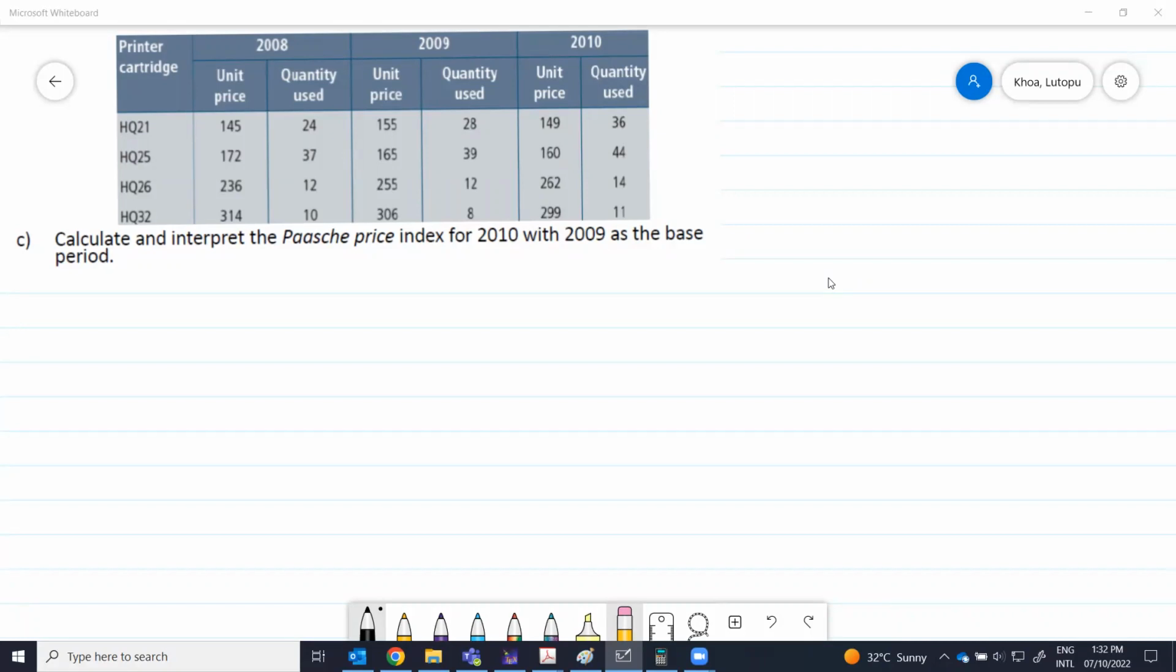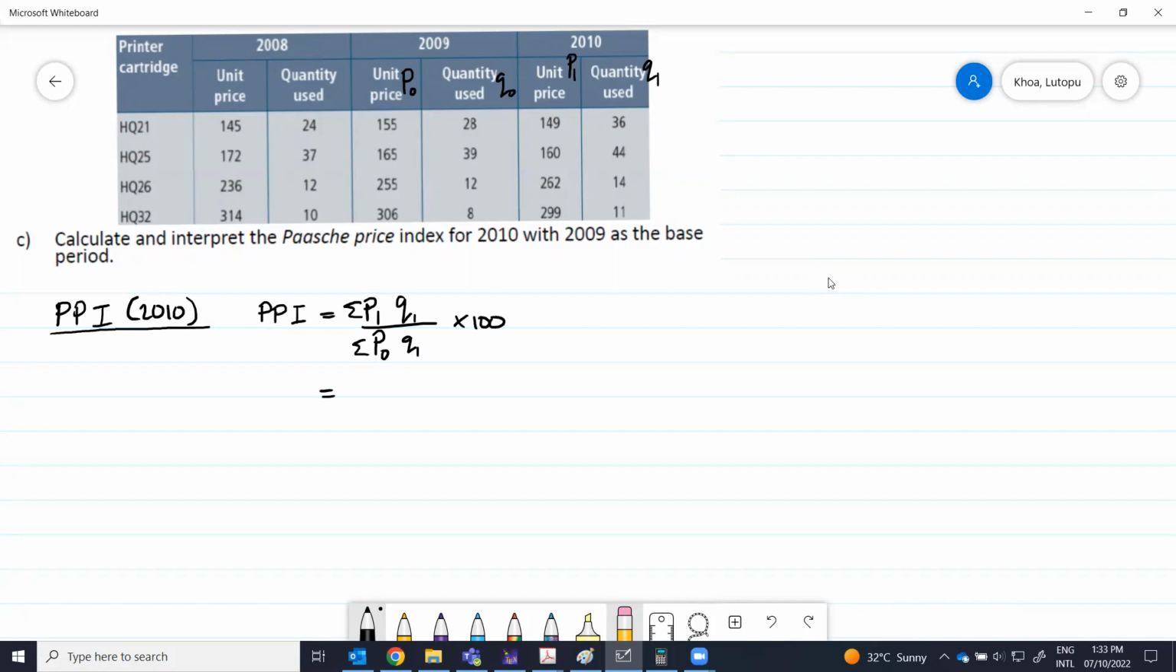Calculate the Paasche price index for 2010. So the Paasche price index for 2010, and this time 2009 is our base year. So this will be our P0, Q0. This is P1, Q1. So for the Paasche, since this is a price index, we have P1 over P0. And for the Paasche, you just need to remember that we keep the quantities of the current year constant. So this is Q1, and then summation times 100.